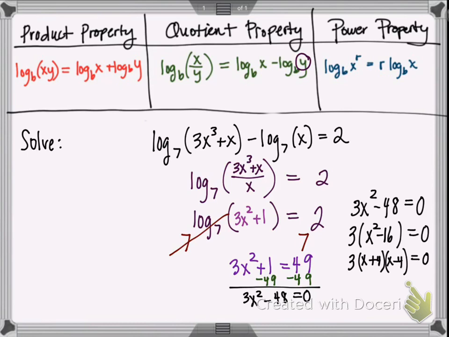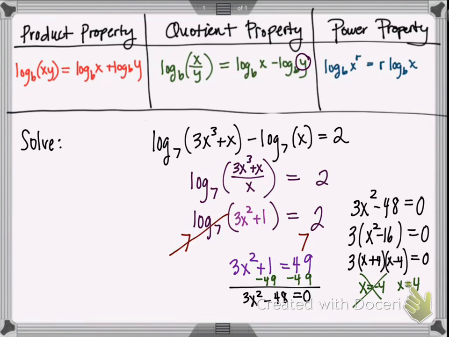So if I apply the zero product property, I set each factor equal to 0, so I get negative 4, and then I get positive 4. I do have to check for extraneous solutions. So right now I know that negative 4 is for sure extraneous because if I plug it in for the argument here, I would have a negative argument, and I can't have a negative argument. So for sure I know that negative 4 is out.